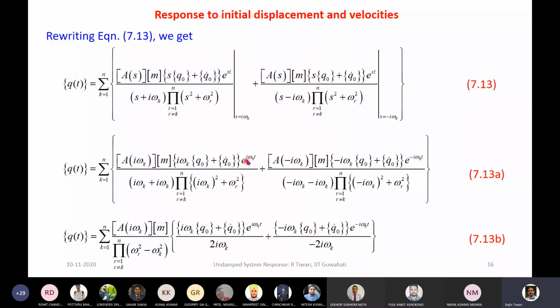Here, this initial condition part and the e raised to that thing is also there. Here also this part is here. So only the A, M, and some part of the product we have taken out as common. Now we'll simplify this expression. We'll add this, and we'll even expand this e in terms of sine and cosine.